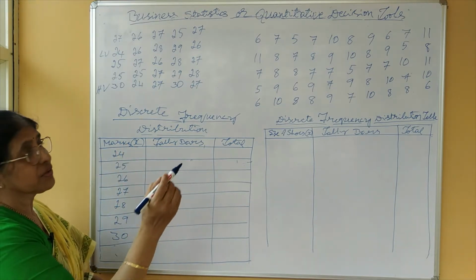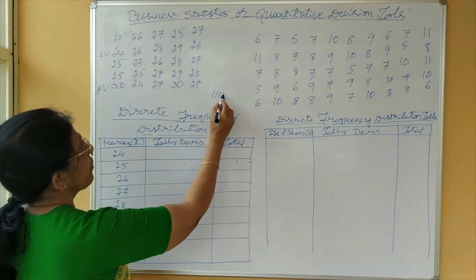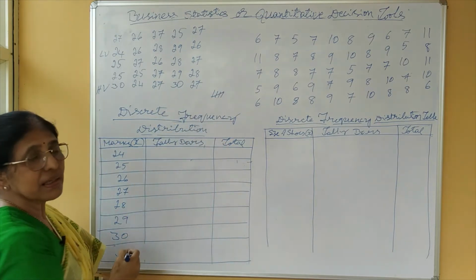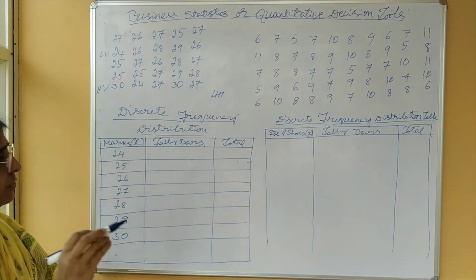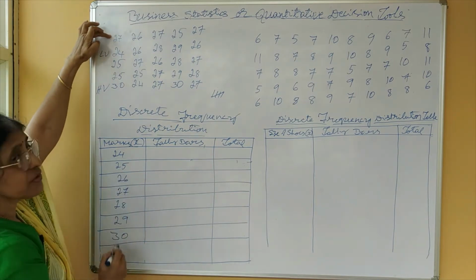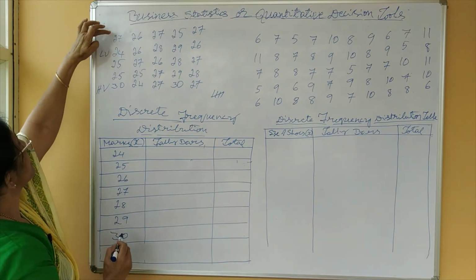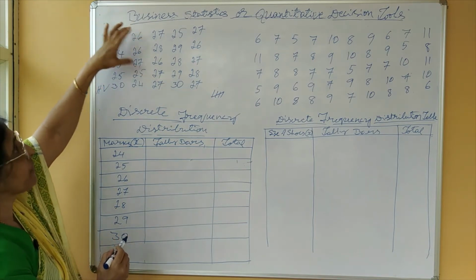Putting tally bar, that is known to you, we put the tally bars like this. After 4 we put a tally bar cross mark, and this group denotes 5, that is known to you. Okay. Now go on putting the tally bar corresponding to the variables for the values given in the problem.